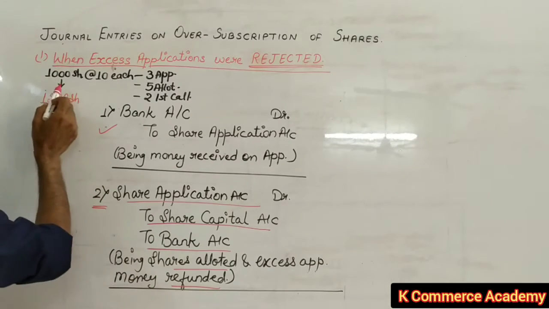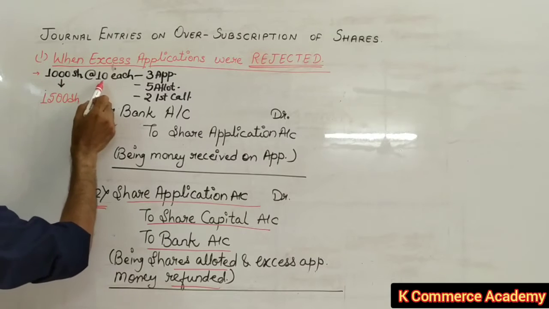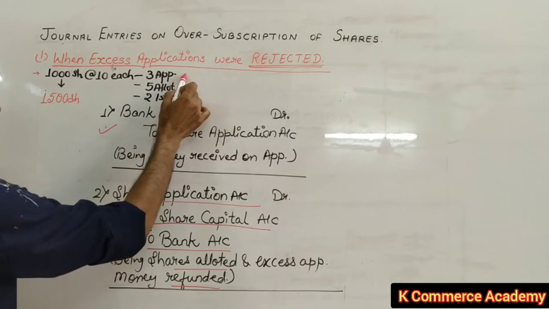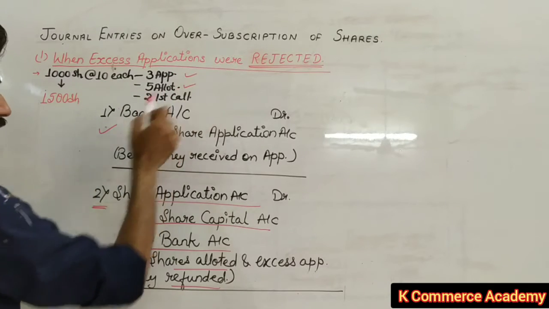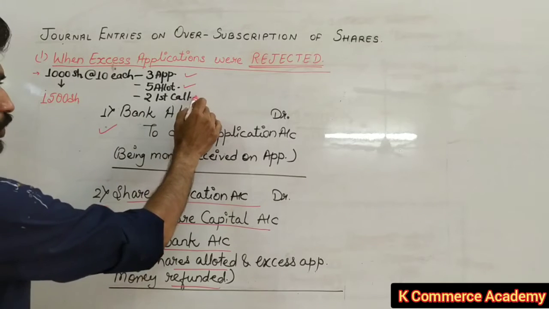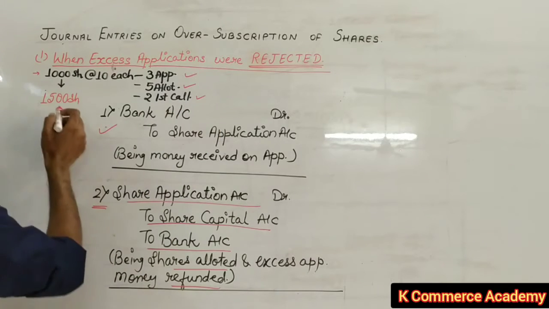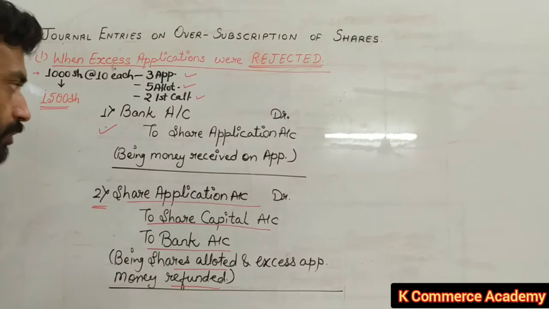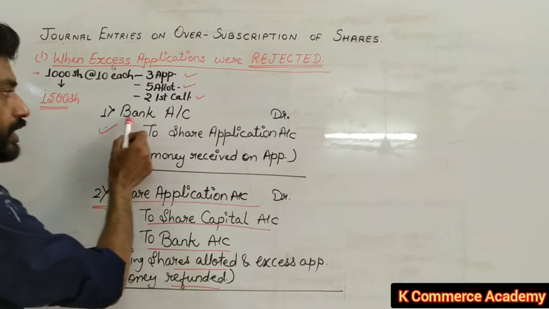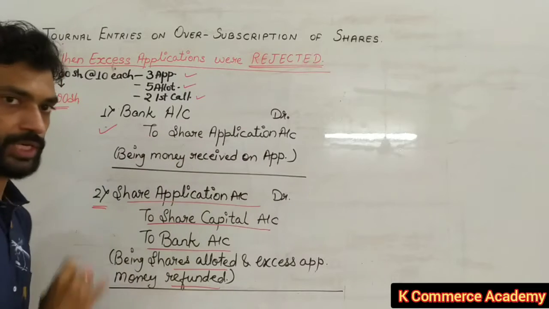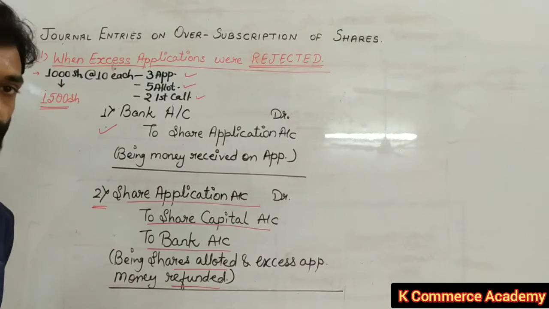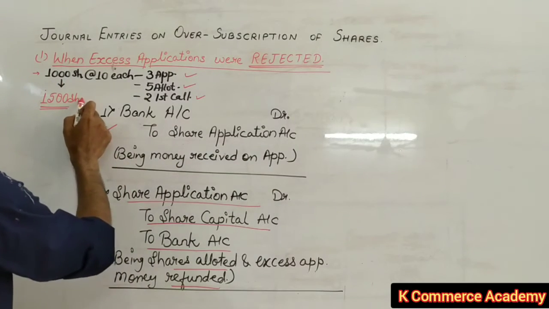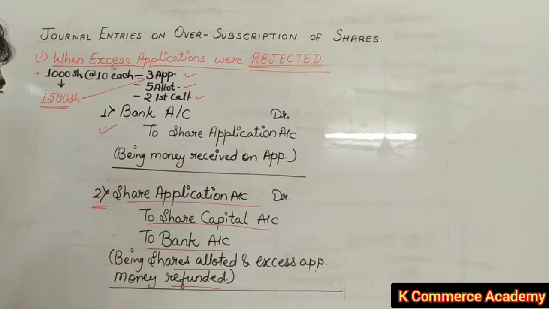Suppose we have issued 1000 shares of rupees 10 each, payable as rupees 3 on application, rupees 5 on allotment and rupees 2 on first and final call. We have received applications for 1500 shares. So what will be the amount in the first journal entry, that is, bank account debited to share application account? The amount shown in this journal entry will be on 1500 shares at the rate of rupees 3.